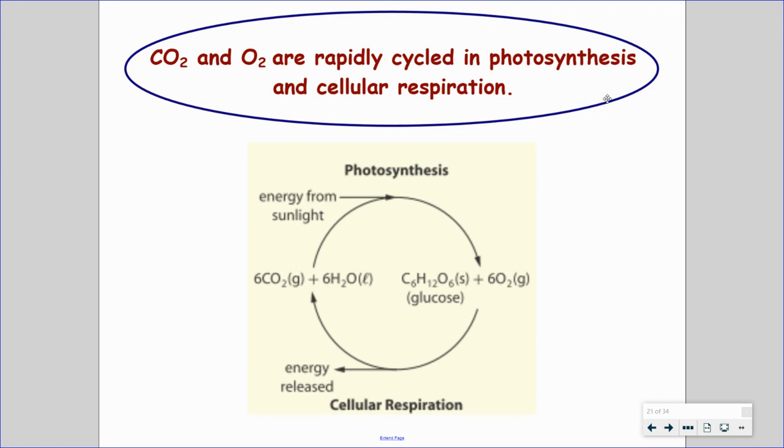Now, the one thing that you have to understand is that the carbon cycle has two parts to it: one which we would call the slow cycle, and the other which we would call the rapid or fast cycle. Carbon dioxide and oxygen are rapidly cycled in photosynthesis and cellular respiration. Hopefully we remember those connections: the products of photosynthesis become the reactants of cellular respiration, and those two processes drive everything. That is what we would call the fast cycle of this biogeochemical cycle.